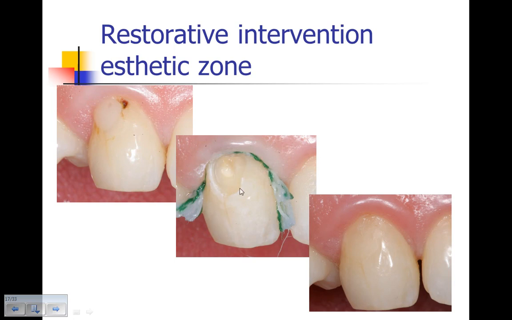We've beveled the enamel margins, but not the cervical margin on the root surface. We etch for 15 seconds, rinse and dry, place an adhesive, air thin, light cure, and then place our nanohybrid composite and polish and finish it.